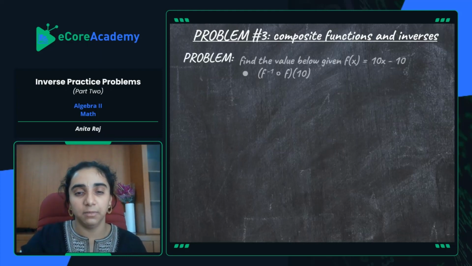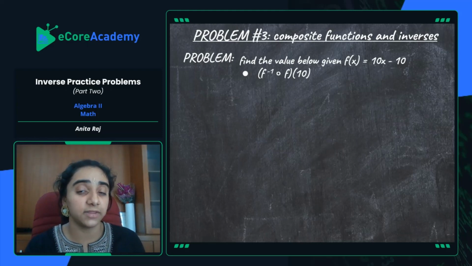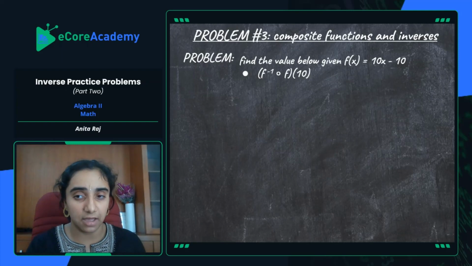So let's get into the problem. We're going to find the value below given f of x is equal to 10x minus 10. So we're given what the function is, 10x minus 10. Then we're told that we're trying to find f inverse of f of 10. So first thing we have to do, which is not blatantly explained, is we need to find the inverse given f of x.